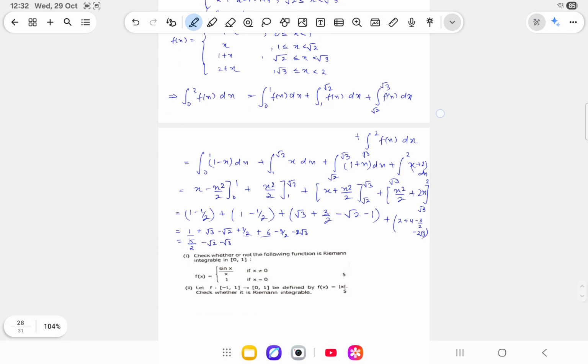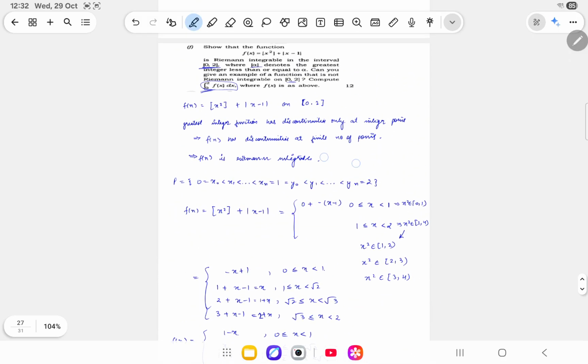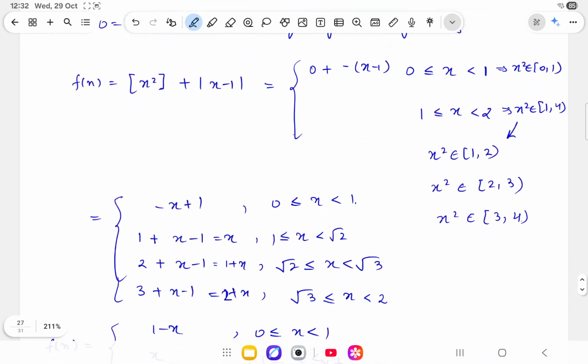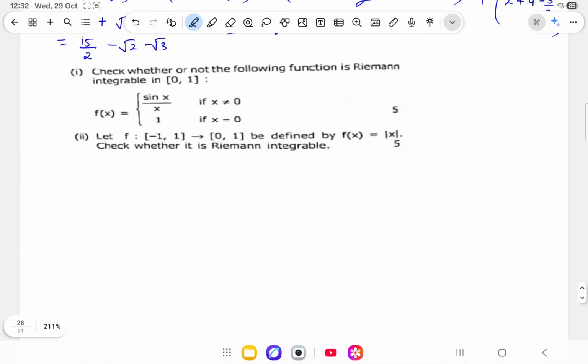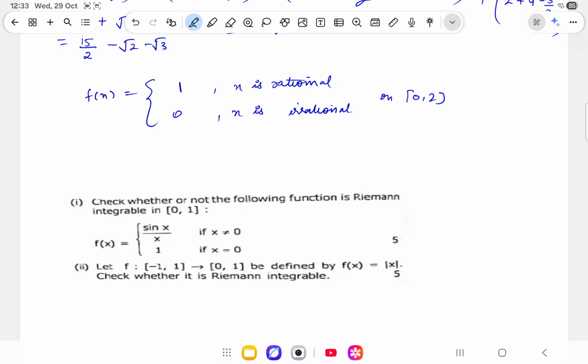Now in the question they have asked us to give an example of a function that is not Riemann integrable on 0 to 2. So you can use the Dirichlet function. You can define the Dirichlet function as f(x) equals 1 when x is rational and 0 when x is irrational on 0 to 2. So this function is discontinuous everywhere, so it will not be Riemann integrable.